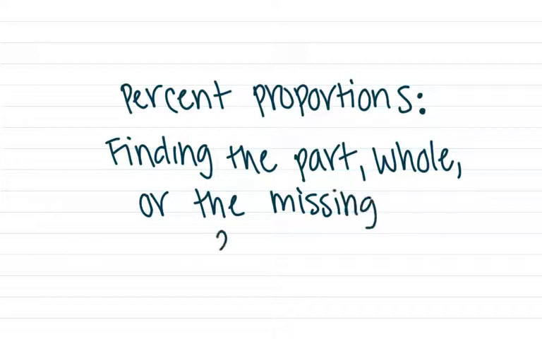What's going to happen today is we are going to be given two pieces of information, and our job is going to be to find the missing piece of information. So we're going to have three pieces of information, but we're going to be missing one of them. The problem is going to give us two of the pieces, and we have to find that missing third piece.